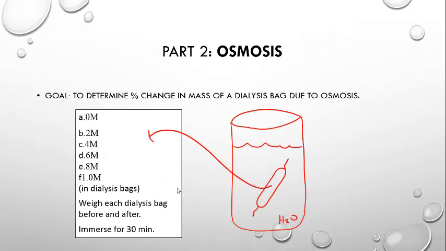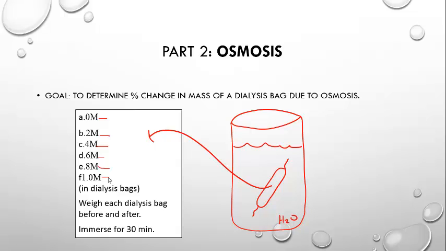Part 2 of the lab is on osmosis. Our goal specifically is to determine the percent change in mass of dialysis bags due to osmosis taking place. You're going to use 6 beakers, and you're going to construct 6 different dialysis bags. Inside each dialysis bag, you're going to place a different molarity solution of sucrose. Sucrose cannot diffuse through the dialysis bag. Only water will move. One bag will contain 0 molar, or pure water. One bag will contain 0.2, one will contain 0.4, 0.6, 0.8, and 1.0.